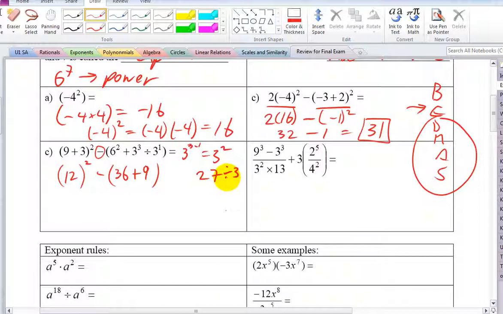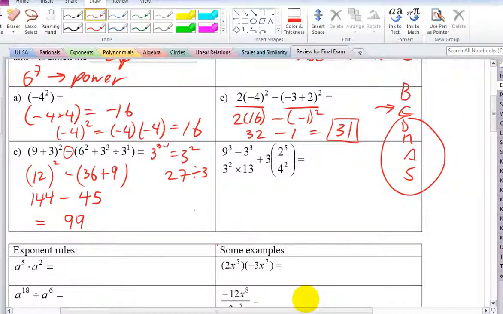Okay. So then we get 144 minus 44. It's 45. And so our final answer is 99. Okay. All right. This next one is a little more complicated. You want to find these values first. Okay, find those values first. Go. You'll be using a calculator for that.